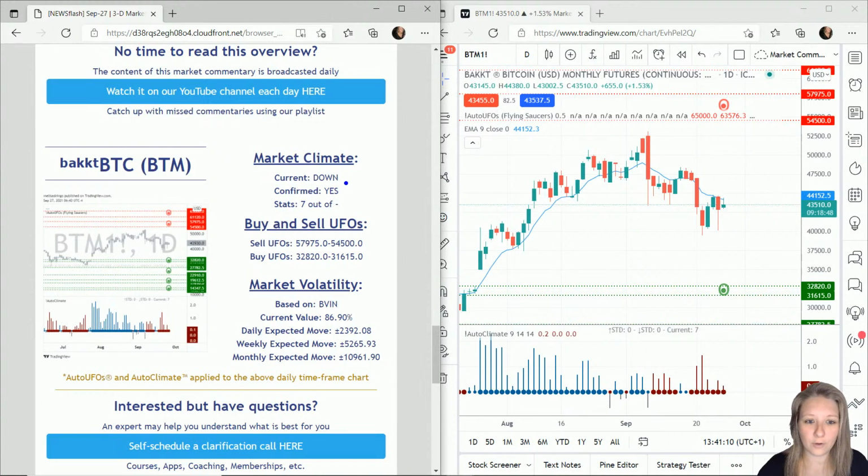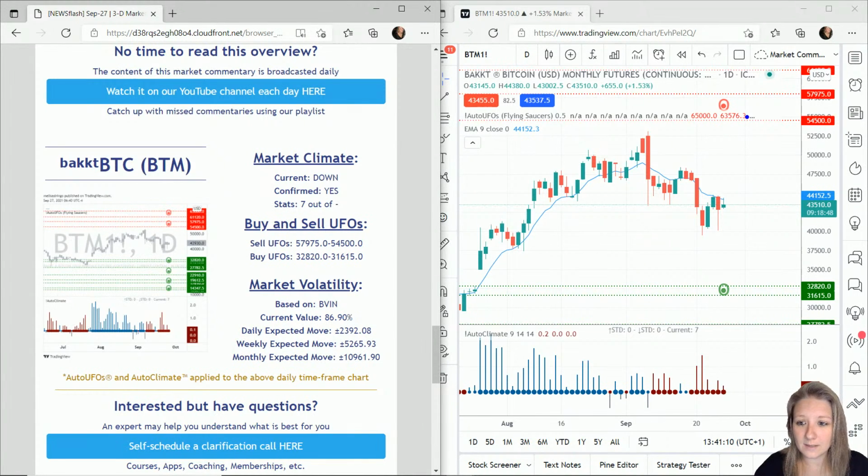So with Bitcoin, we have a confirmed downwards climate, a thick red dot. Now, we don't know what usually happens with Bitcoin because it's not old enough yet. We don't have the data to say that this usually happens or this usually happens. It's not been around long enough to have the data. So kind of in the dark there. But what we do know is that we have probability down still.